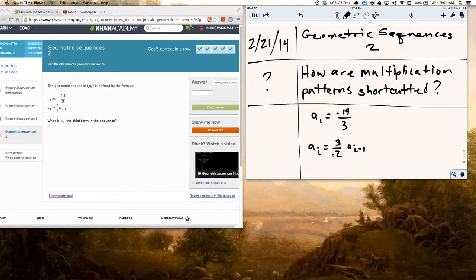Hopefully you'll pause for just a moment to set up your notes like I have mine set up. I have my title up here at the top, and I have "how are multiplication patterns shortcutted" as my big question. And that has everything to do with what we'll explore here in just a minute, which are exponents. And so geometric sequences are something that are akin to exponential functions, which you'll study in your first investigation. So go ahead and pause and write that stuff down, and then we'll jump into our first problem here.